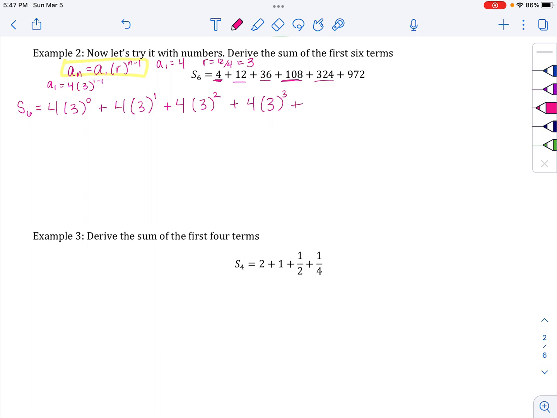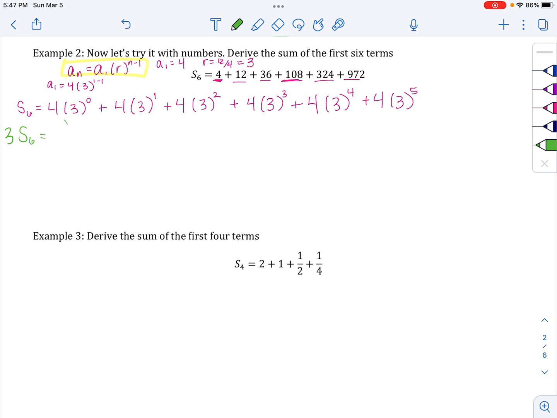For the next term, it's going to be a sub 1 times r to the n minus 1. This is the fifth term, so 5 minus 1 is 4. And lastly, the sixth term will be 4 times 3 to the 6 minus 1, fifth power. All right, step 2 is to multiply everything by the rate. Multiply everything by r. So we're going to do 3 times all of s sub 6.